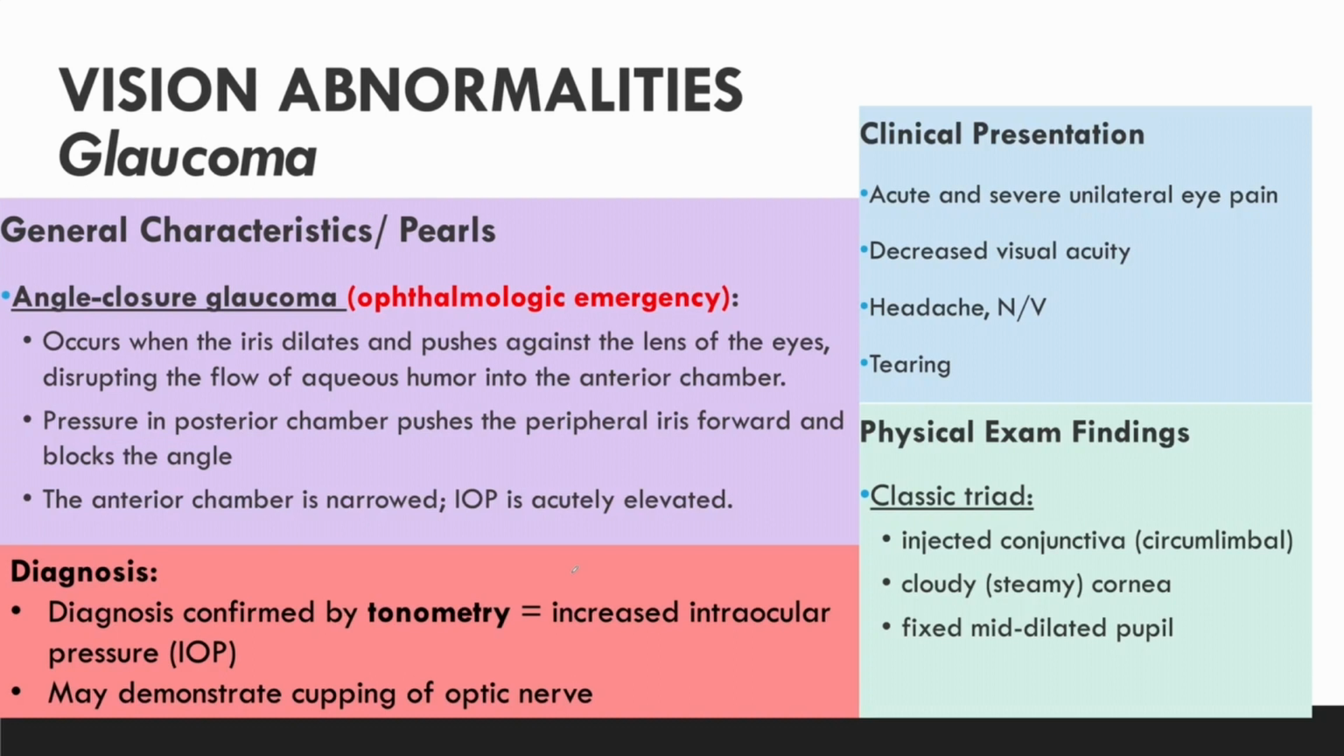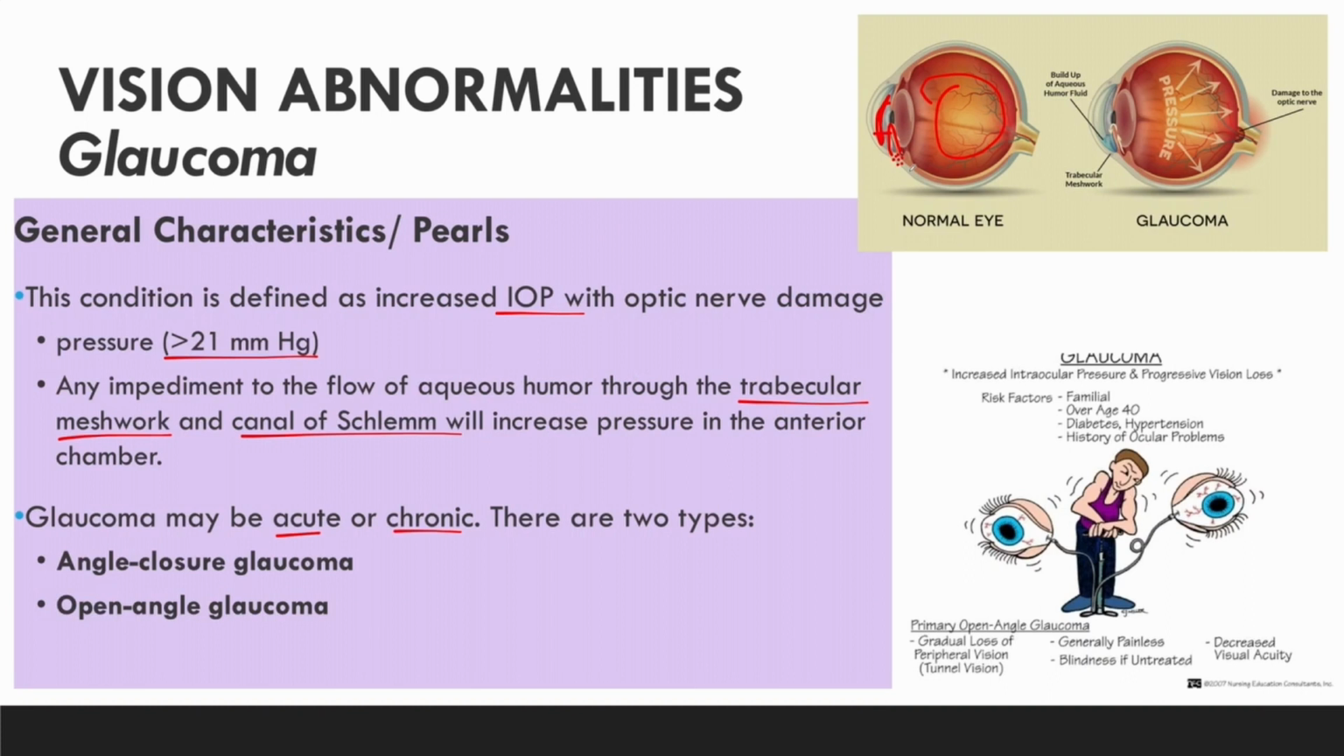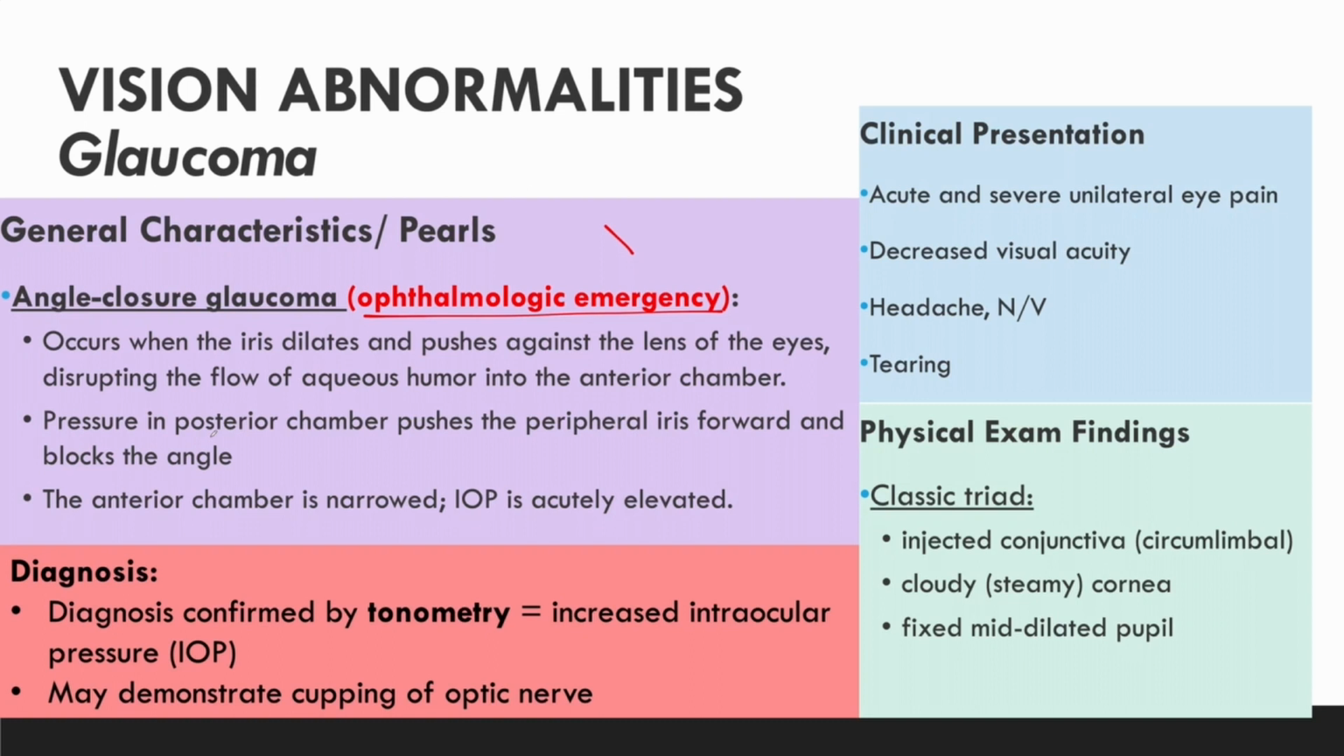So acute angle closure glaucoma is a true ophthalmologic emergency, and this happens when the iris dilates a little bit. It's going to push on it and essentially block the angle. The angle is this angle right here. This little angle gets narrowed, and so it blocks the flow of fluid, and you have an acute increase in pressure. The posterior chamber pushes the iris forward, blocks the angle, and the intraocular pressure is acutely elevated.